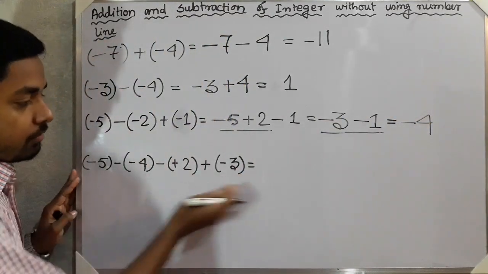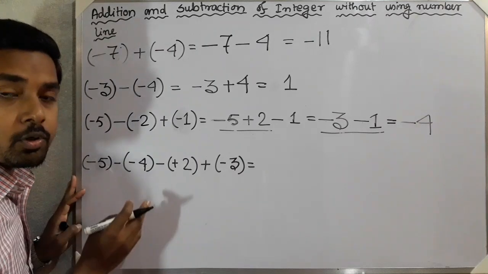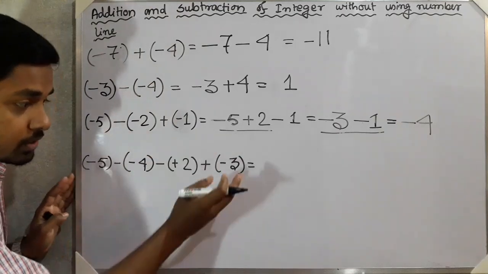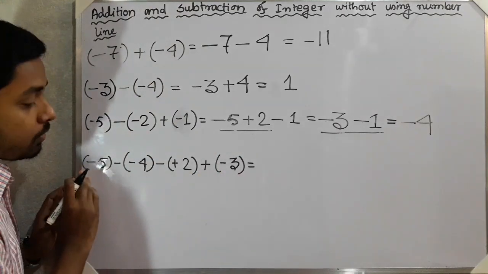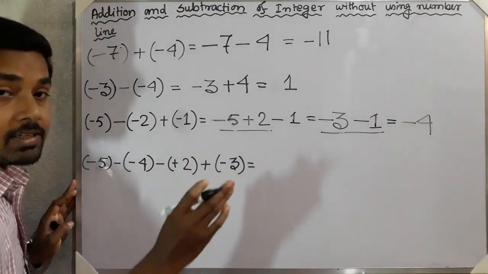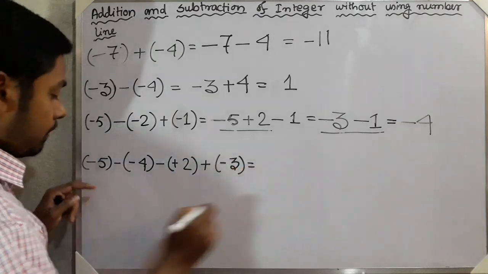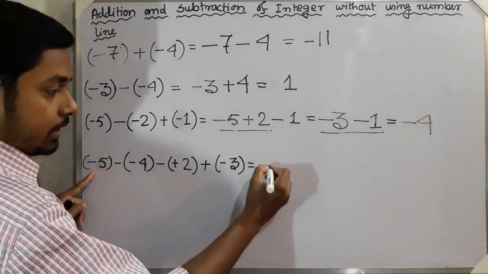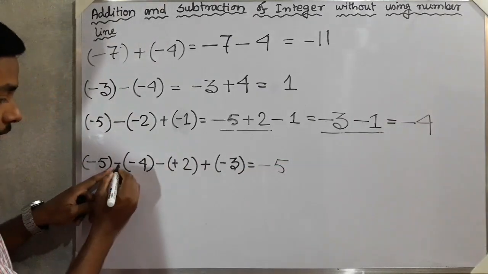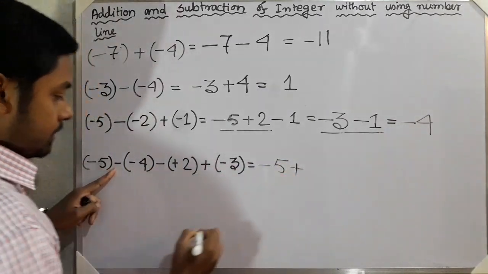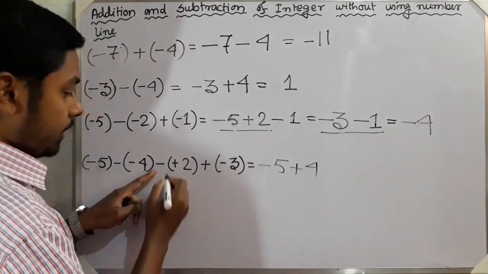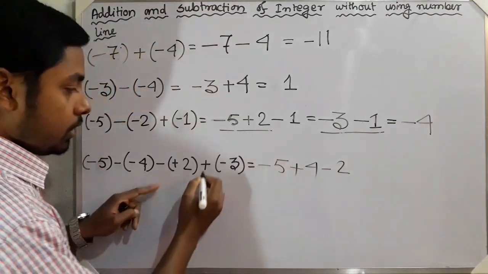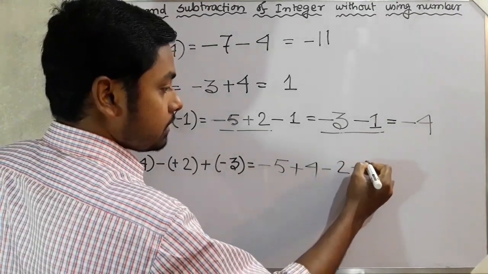Now here also, we are having four numbers. So what do I have to do? We will take two numbers at a time. So first work is what? We have to remove all the brackets first. Together we can remove them, no problem. So before minus 5, plus sign. So plus into minus equals minus, then 5. Then minus into minus equals plus 4. Then minus into plus equals minus 2. Then plus into minus equals minus, then 3.